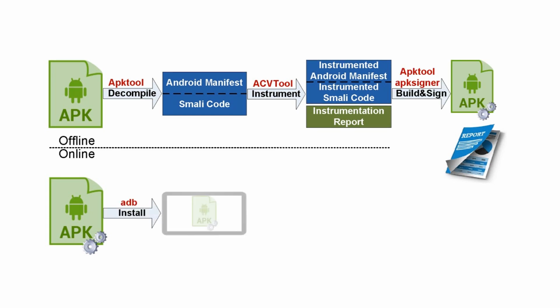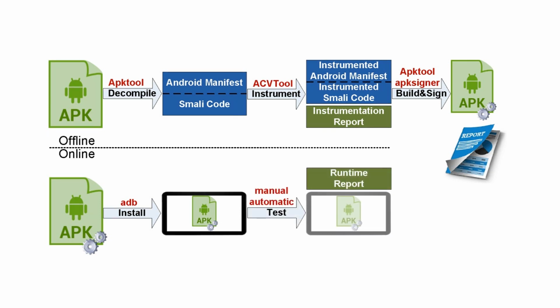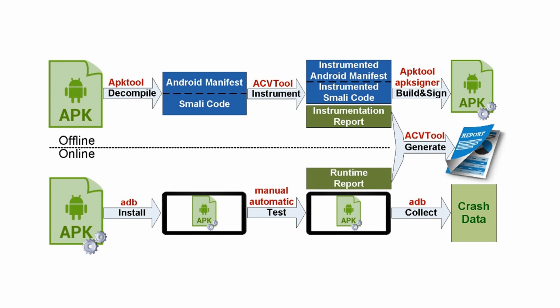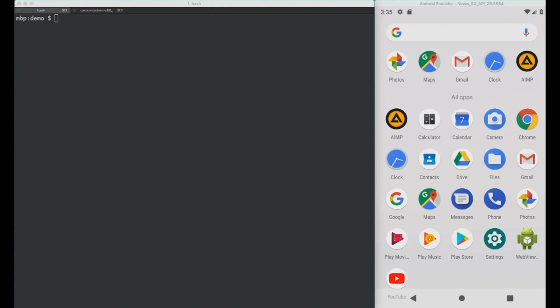During the online phase, ACVTool installs the instrumented APK onto an Android emulator, or a real Android device. During this phase, the installed and instrumented APK can be tested manually or automatically. Finally, after the APK has been tested, ACVTool generates a code coverage report. Now, we will show how the tool works on a real APK.